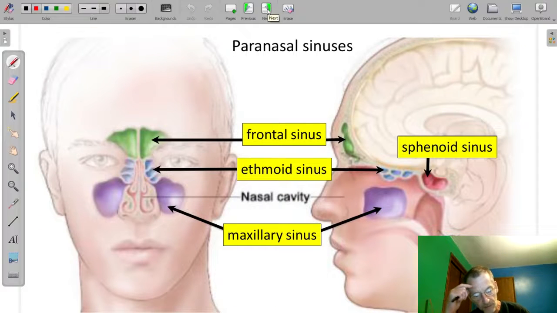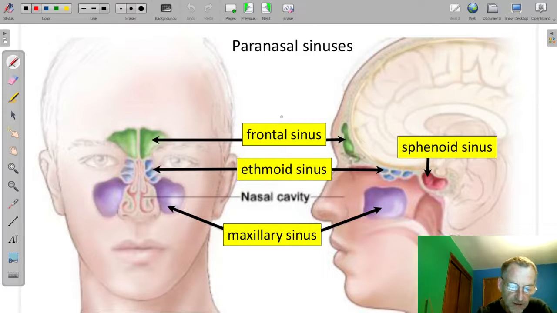Paranasal sinuses, there are 4 of them. Anterior view, we have the frontal sinuses, which we've already looked at. The maxillary sinuses are the largest, and they are contained within the maxillary bone, off in the cheek region, if you will. The ethmoid sinuses, and posterior to the ethmoid sinuses are the sphenoid sinuses. So those 4 make up the paranasal sinuses.